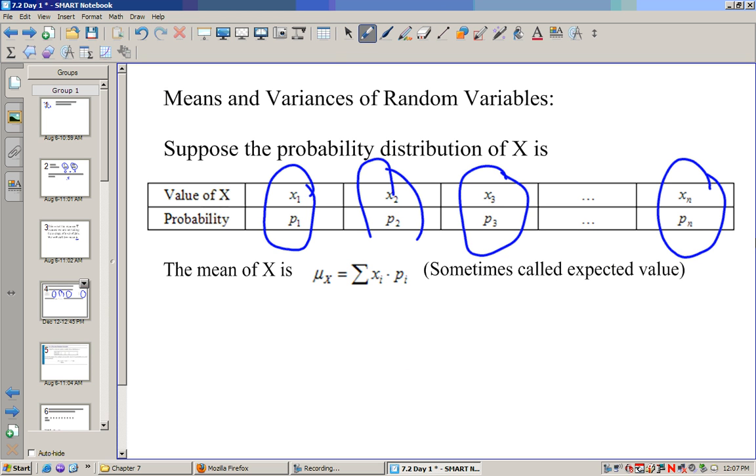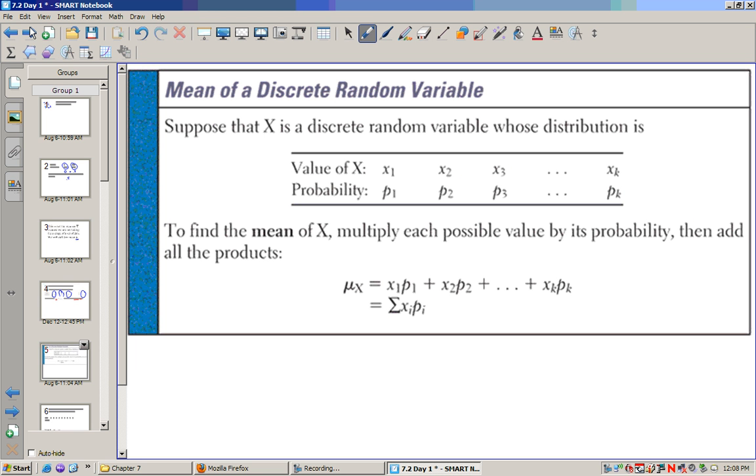It's also called the expected value. And this is something you have to look at. Whenever any question talks about what is the expected number of something, what they're talking about is the mean of a random variable. So expected value is the same as the mean. So here's our definition for mean of a discrete random variable. If we have our probability distribution, to find the mean, we multiply every x times every p, add them all up, so that's the sum of the x's times the p's.